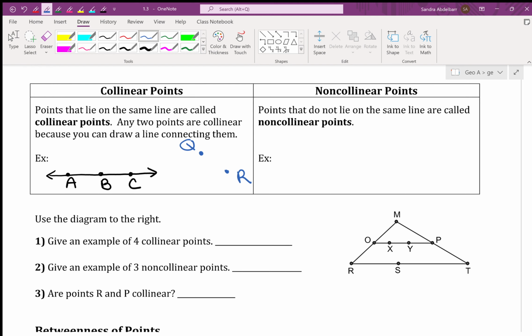What does that mean? That means between any 2 points on the same plane, you can draw a line connecting them always. So even though there's not a line connecting Q and R, it is considered collinear, even though there's no line connecting them. Any 2 points are always collinear. So let's look at what non-collinear would look like.